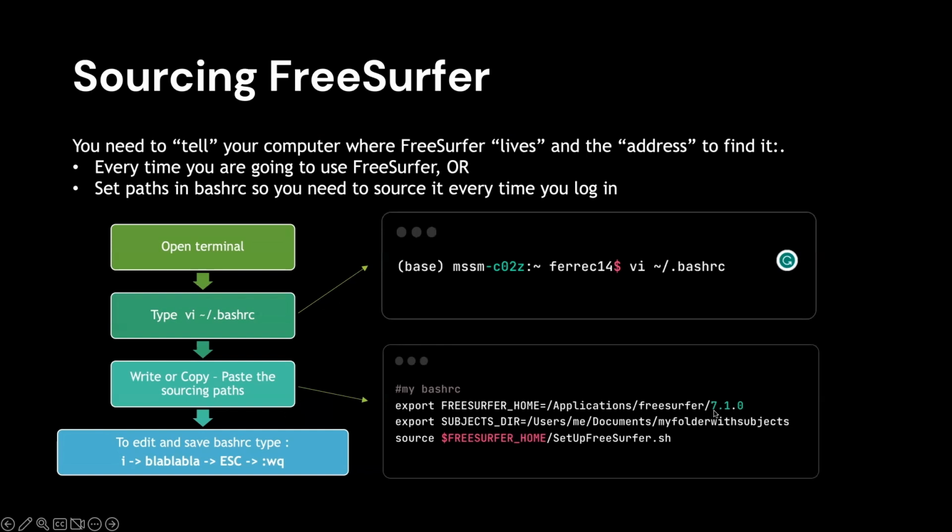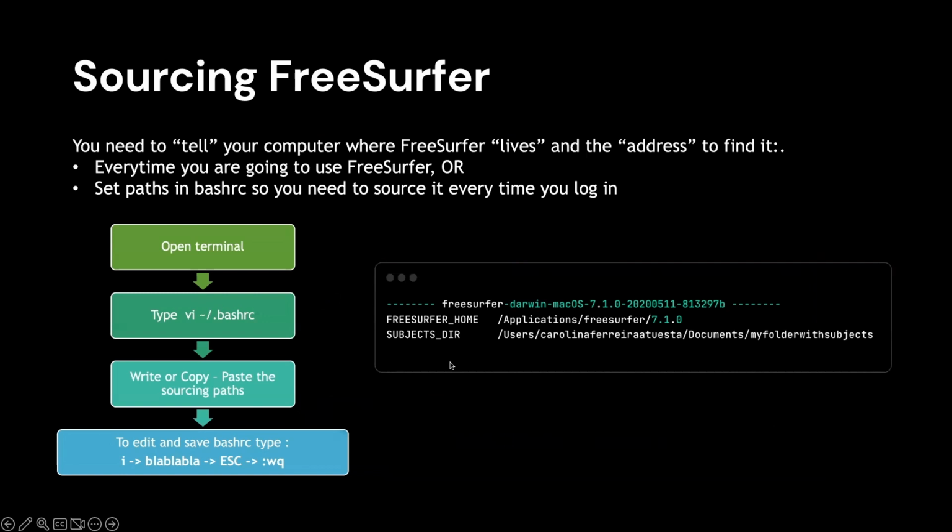This path should correspond to your own path. So if you have FreeSurfer in your documents path, this path should correspond to that path. Same for the subjects directory. The subjects directory is where you'll have your subjects or your files, your T1s, and so on. So this path should point to that folder. And then finally, source $FREESURFER_HOME followed by this file. Once you've written that in your bashrc, you just have to type escape followed by colon wq, and that will save and close your bashrc, and you're ready to go.